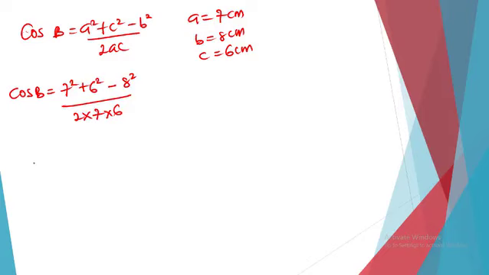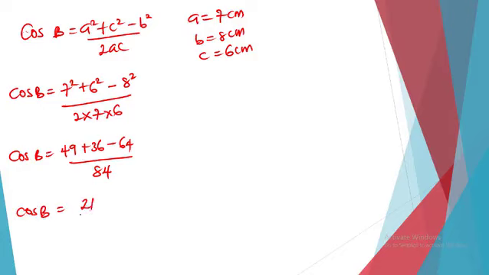Okay, let us continue. Cos B will then be equal to 7 squared is 49, then 6 squared is 36, 8 squared is 64, all over 2 times 7 is 14. 2 times 7 times 6 will give us 84. Our cos B is equal to 49 plus 36 minus 64 will give us 21 over 84, and that will give us 0.25. So our B is equal to cos inverse of what?